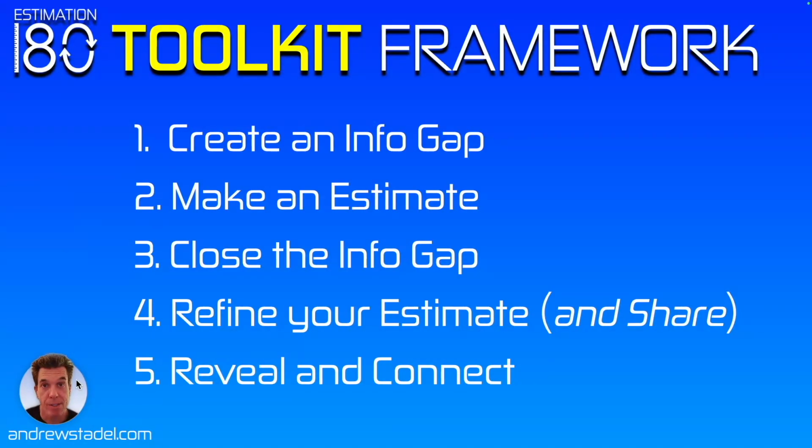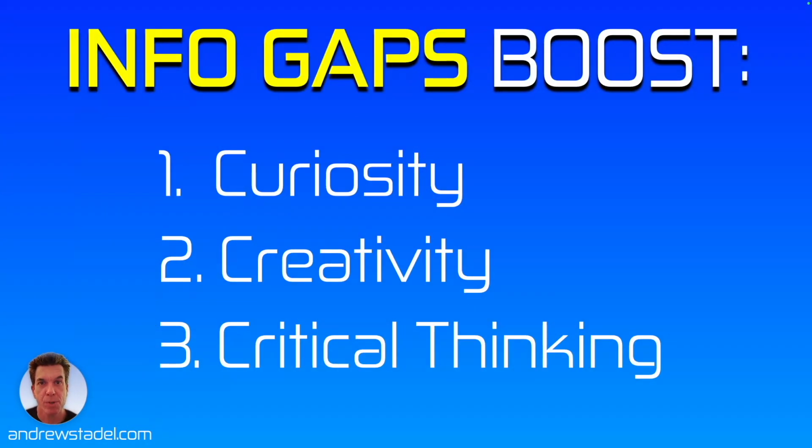A lot of the tasks in the toolkit revolve around what I call the Estimation 180 Toolkit framework. It's a 5-step framework where you're creating an info gap that allows students to make an estimate, but then you provide them with a little bit more information or a scaffold, which allows them to refine their estimate. And then when you show students the reveal in true Estimation 180 fashion, you're able to connect the mathematics to their thinking. Why are info gaps so important? Because they boost student curiosity, their creativity, and their critical thinking.